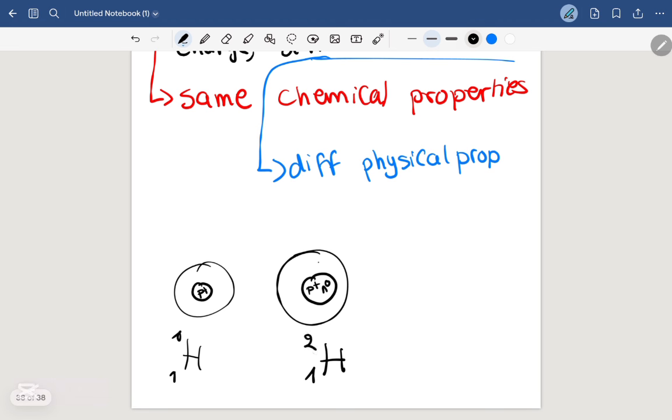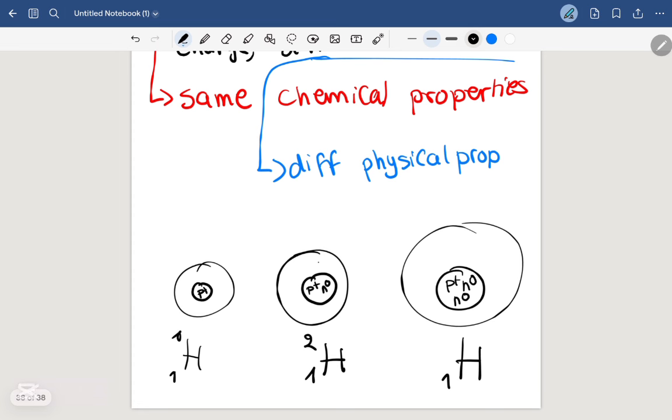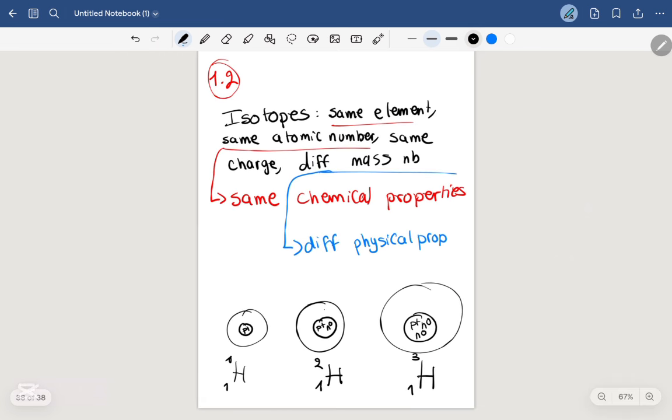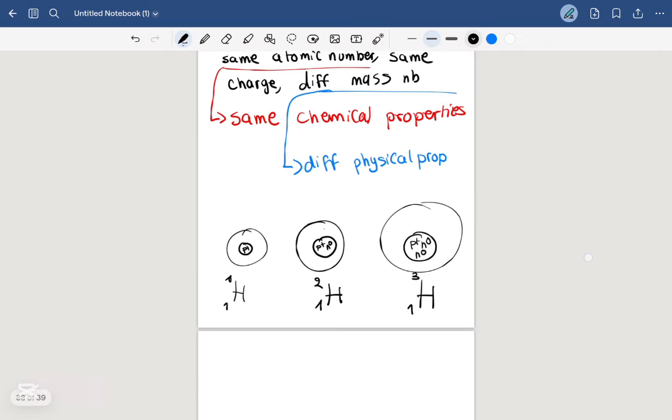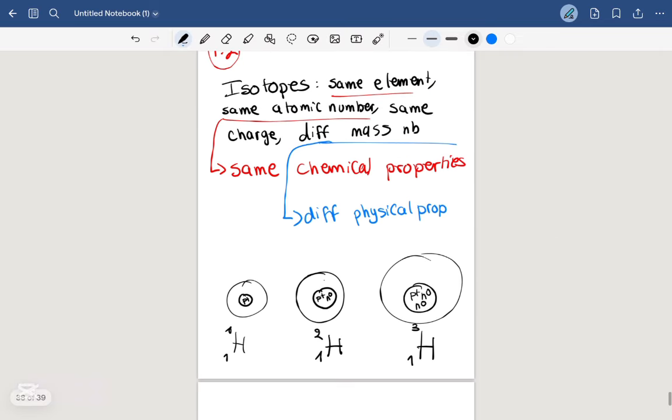And let's say we did now 1 proton, another neutron, and another neutron. So it's gonna be hydrogen with 1 proton, but 3 particles in the nucleus. This is very simply the definition of isotopes. Now, we can say that they're gonna have the same element, same atomic number, same charge, same chemical properties, but different mass number and different physical properties.